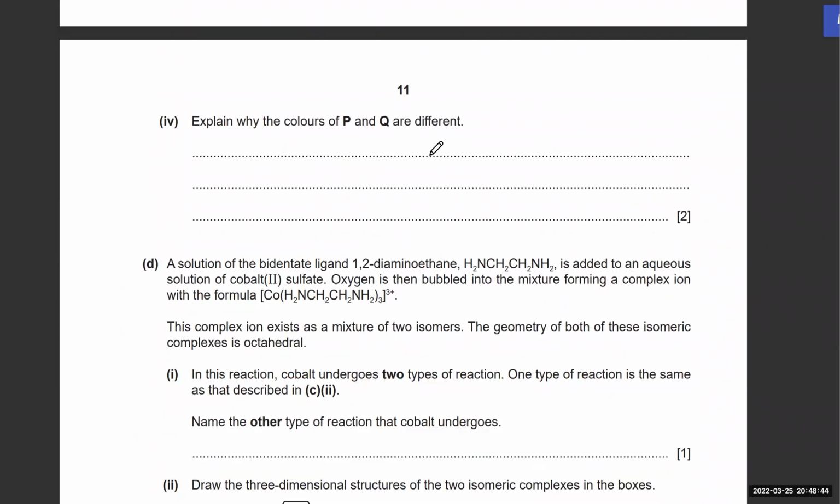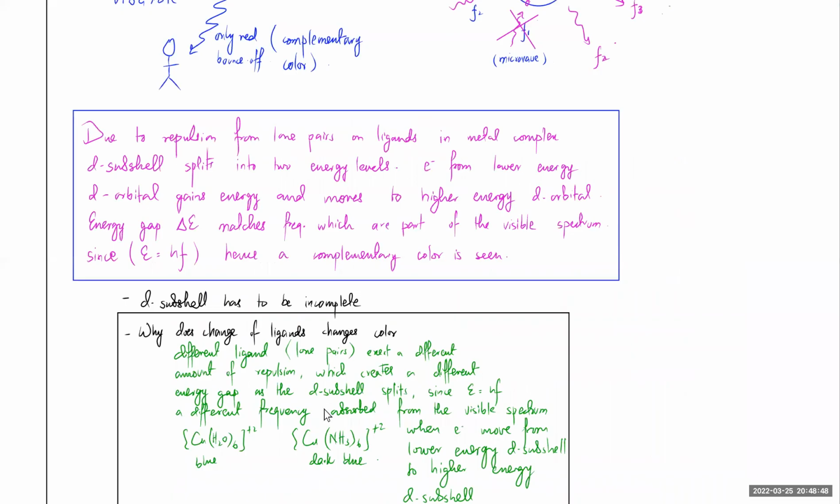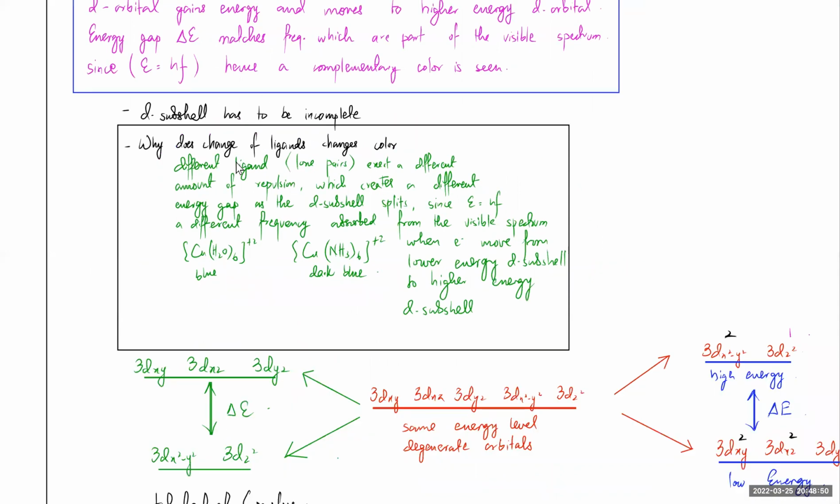And the second part is, why are the colors different? Why does the change of ligands change the color? Because if you have a different ligand, it will exert a different amount of repulsion, which creates a different energy gap as the d subshell splits.